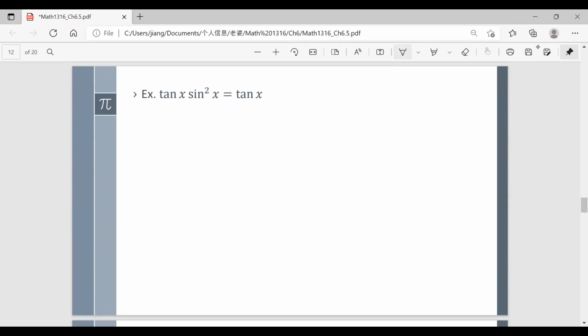So tangent x times sine squared x equals tangent x. Can I divide both sides by tangent x? No, because if we do the multiplication or division, we will lose some solutions, miss some solutions. So we had better just do addition or subtraction to keep all the solutions there. So I can move this term to the left-hand side.